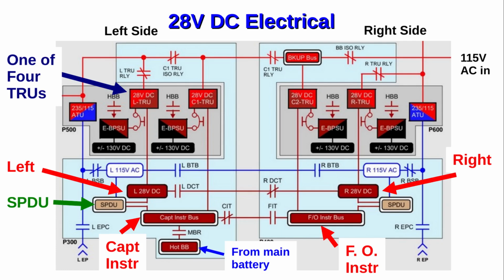Devices known as SPDUs, secondary power distribution units, are used, and each has 2 sources of power, either the left and captain's instrument bus or the right and first officer's instrument buses. Presumably, if one source goes down, the other source provides all the power needed. There are also additional power units called RPDUs, remote power distribution units, for smaller loads.